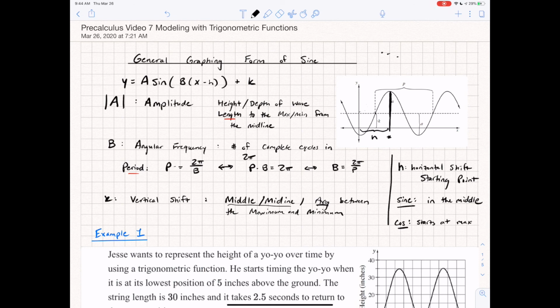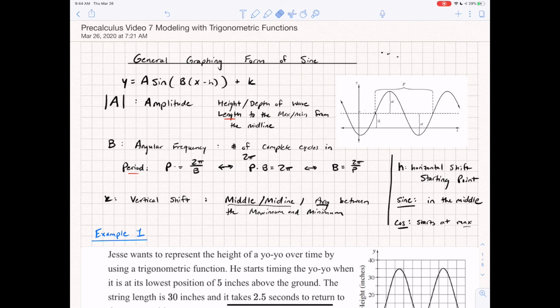Now, if I had a negative a, then I wouldn't be starting at my max, but I would be starting at my min, because it is a flip. And so then what I could do for h, if I wanted to use a negative cosine function, is I would go and say, okay, well, when am I at my min? And then this would be my h in terms of its measurement. And again, we'll look at this in the next example. All right, but this is the basics.